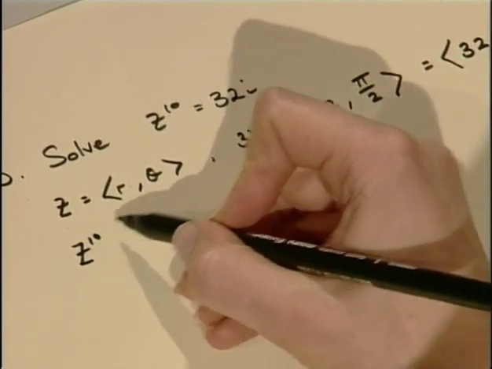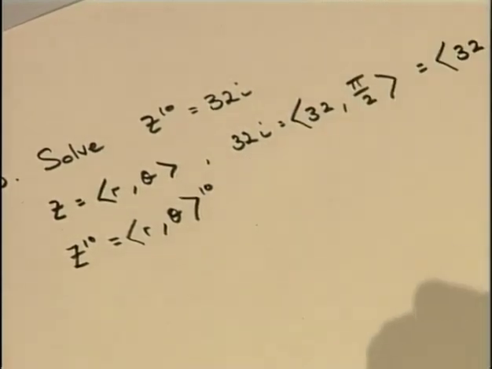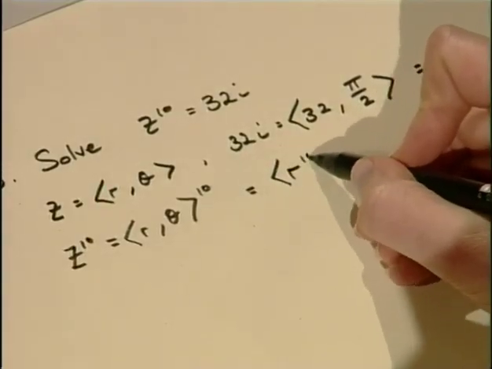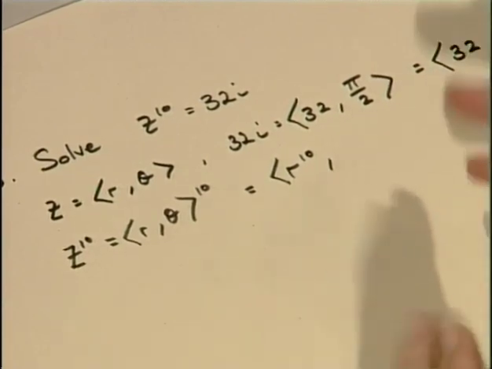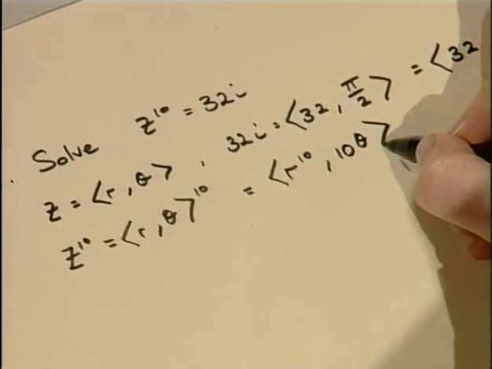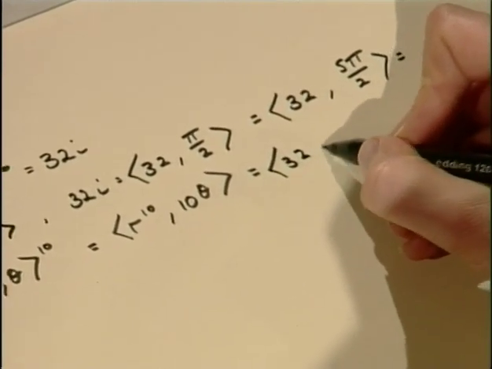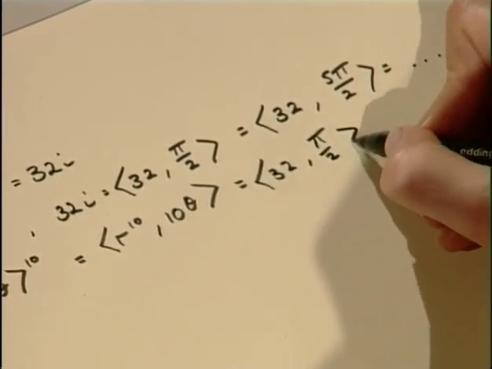So my equation then is z to the power 10 equals (r, theta) to the power 10. And how do I work that out? Well, as Alan said, I need to raise the modulus r to the power 10, but I've got to remember to multiply the angle, or the argument, so that's 10 theta. And I know that that's equal to (32, pi by 2).